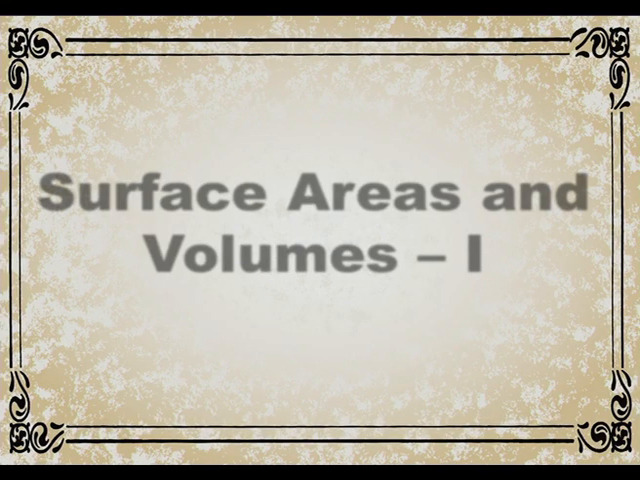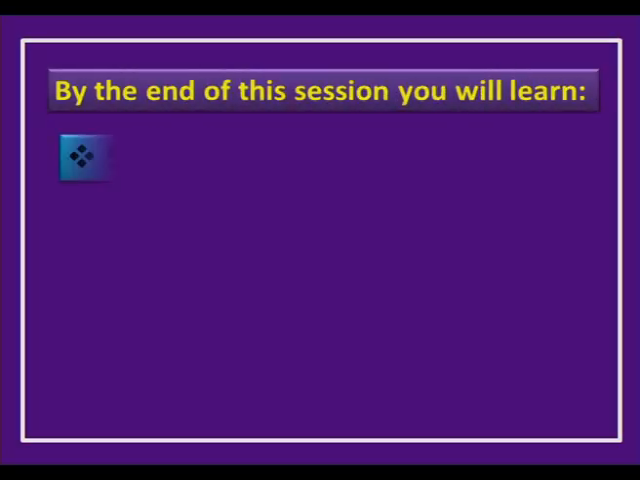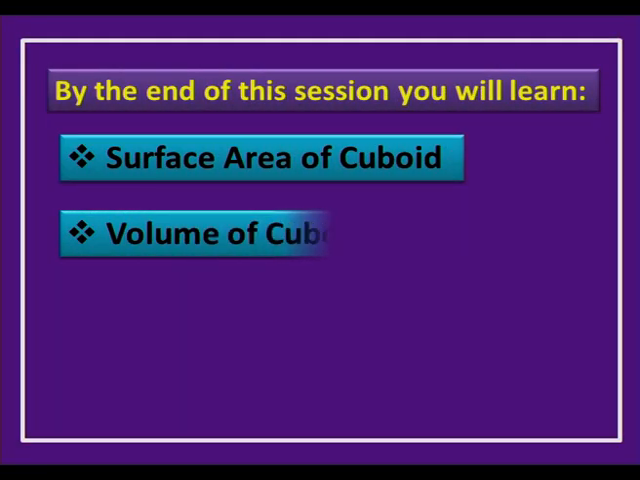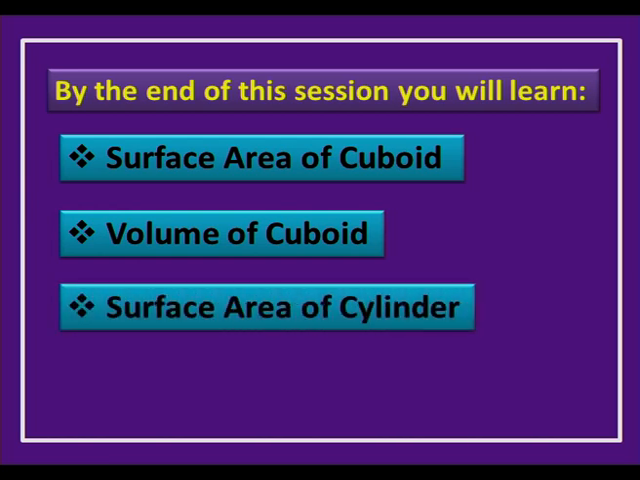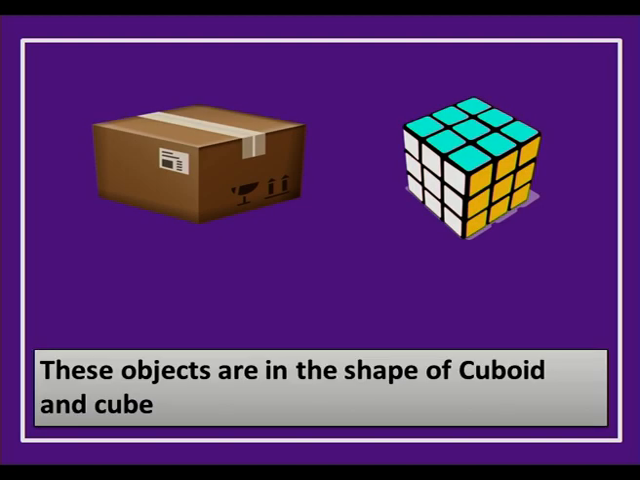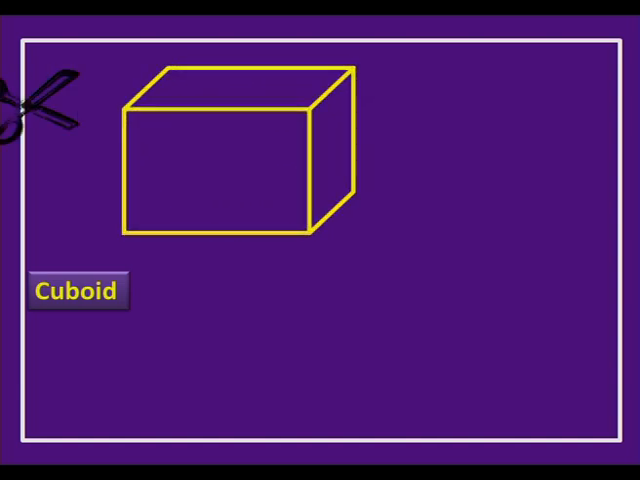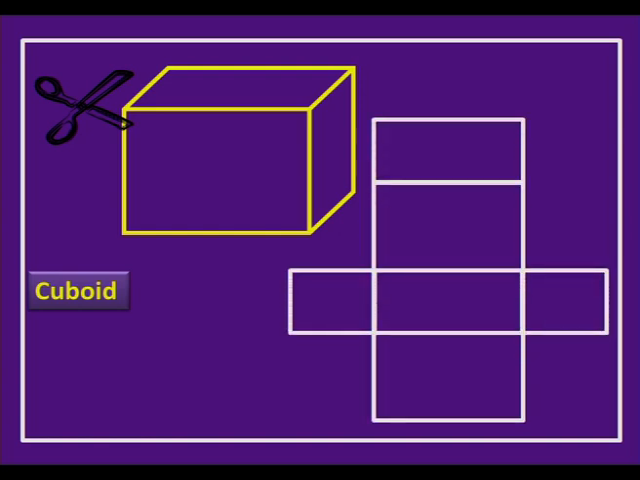So, children, in our today's session, we are going to learn about surface areas and volumes. By the end of this session, you will learn surface area of cuboid, volume of cuboid, surface area of cylinder and also the volume of a cylinder. The objects shown on your screen, a carton box and a rubik's cube, are the shapes of a cuboid and a cube. Now, let us consider this cuboid, children. Let us cut this cuboid and see what happens. You are going to get a shape of this type.